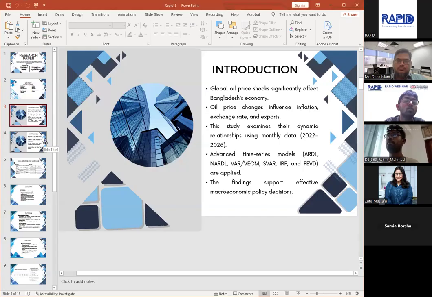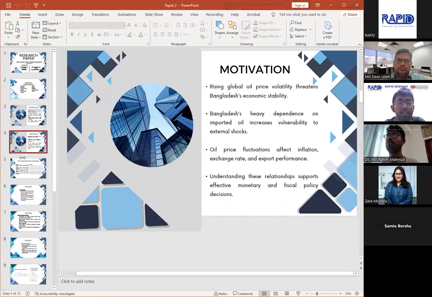Now, moving on to the motivation part, the next slide gives us why this research matters, or how we have been motivated to do this kind of paper. The first reason here is that global oil price volatility has been rising in recent years, and the volatility poses a direct threat to Bangladesh's macroeconomic stability. Unlike economies that are net oil exporters or energy self-sufficient, Bangladesh does not have this buffer.